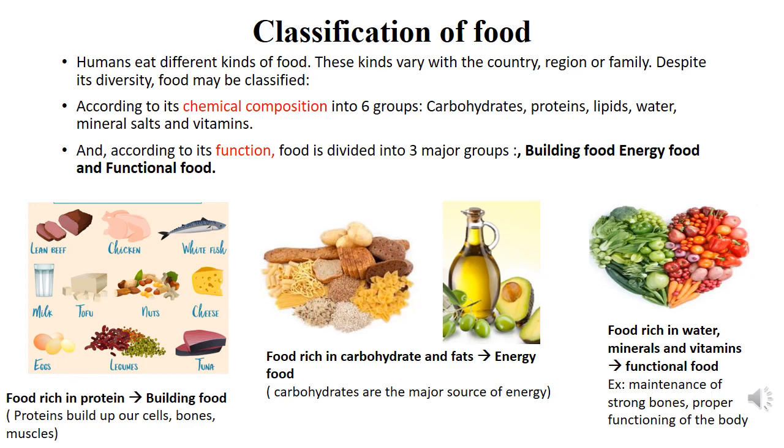The second group consists of food rich in carbohydrates and fats. We call them energy food because they provide the body with a high amount of energy. Actually, carbohydrates are the first source of energy. In case the body lacks carbohydrates, fats also are a good source of energy. The third group corresponds to food rich in water, minerals, and vitamins, and we call them functional food. For example, they maintain the strength of our bones and the proper functioning of the body.